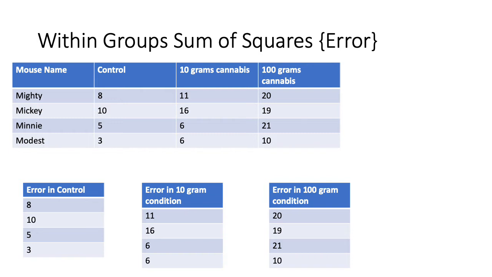So if I look at this control group, we know numbers differ from the mean, but we don't know why. So this is our estimate of error. We can get one estimate of error from the control group, one from the 10-gram condition, and one from the 100-gram condition, okay? So that's all I'm saying. Why do these numbers differ from their group means? We have no idea, but let's quantify that error measure. Let's quantify how much error is in each of these conditions. Let me show you how to do that.